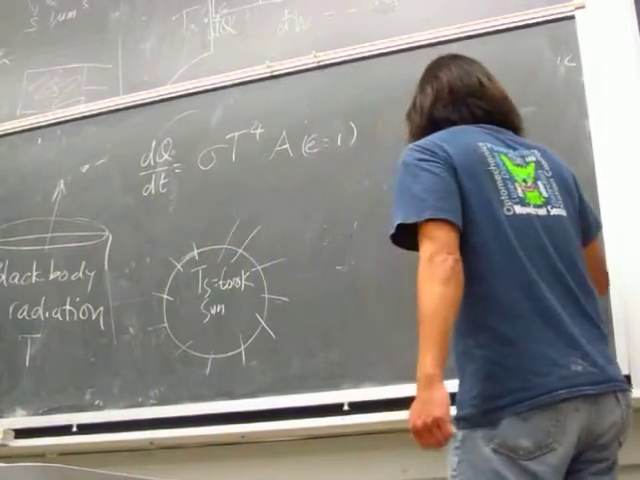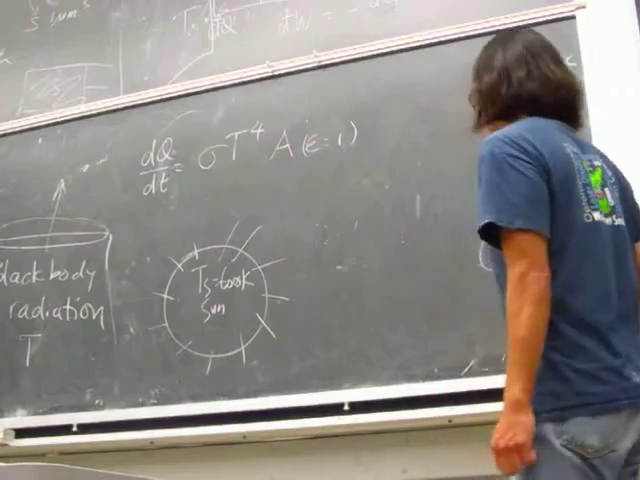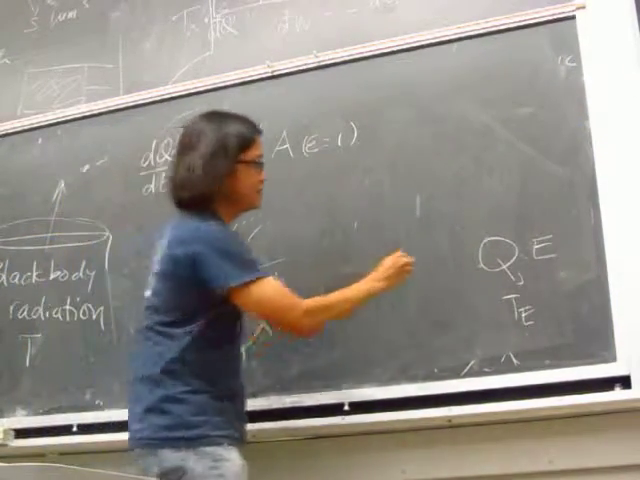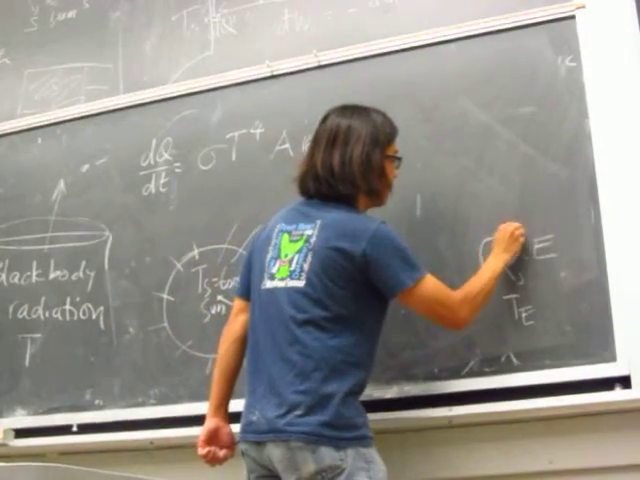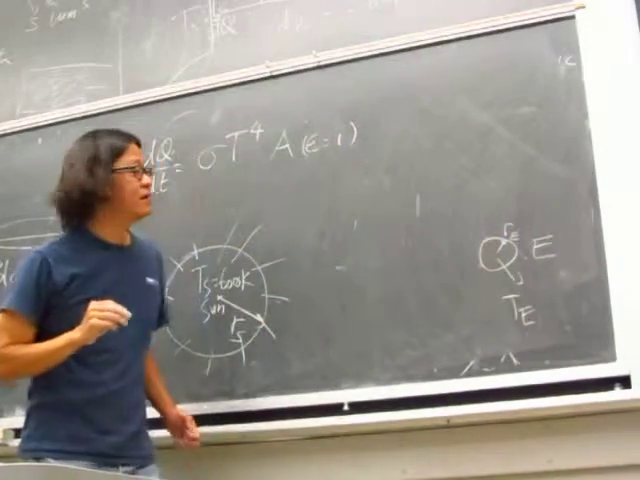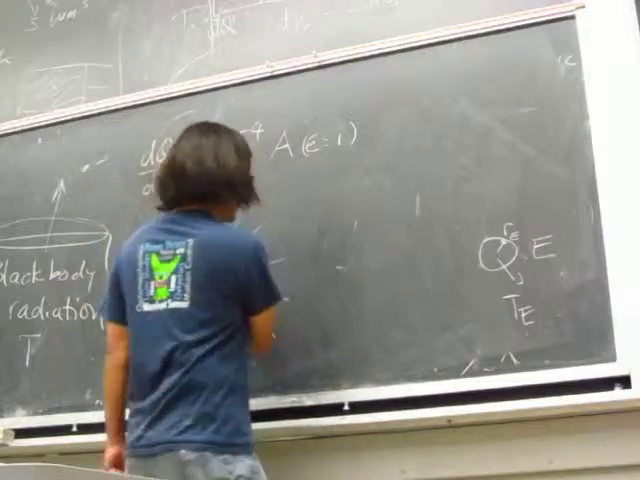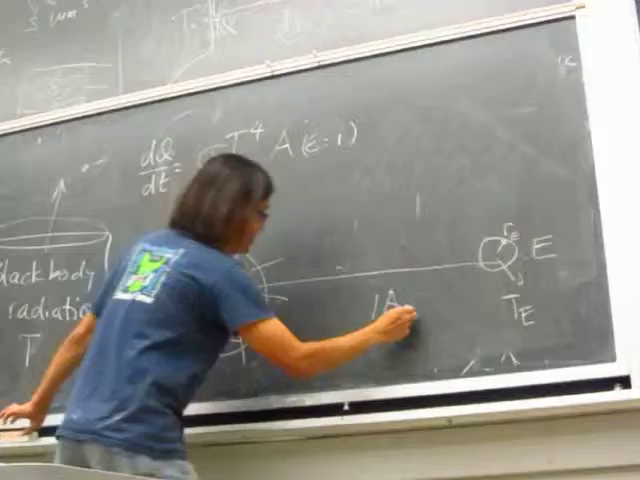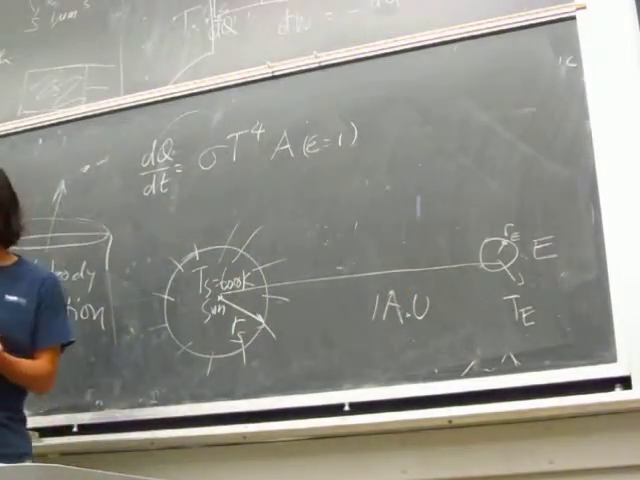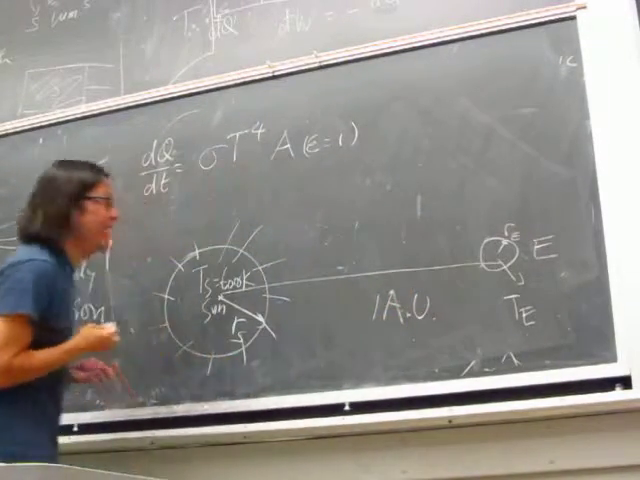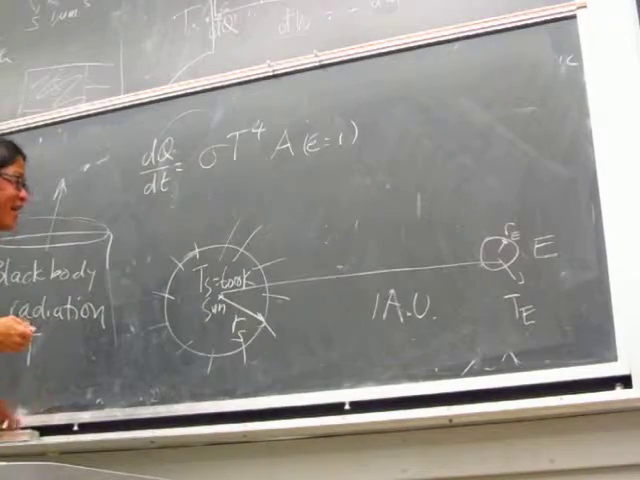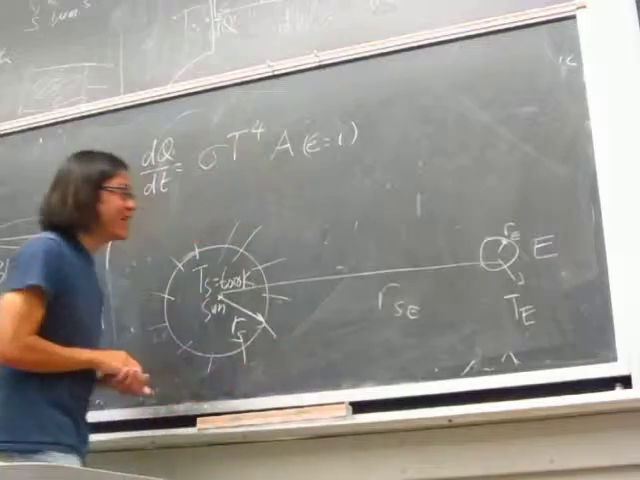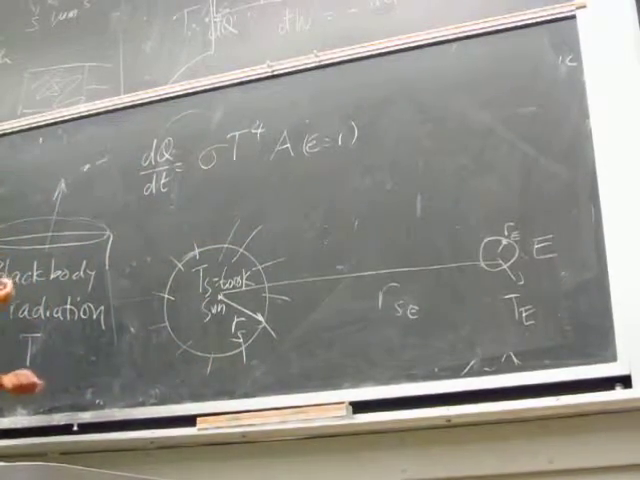The Earth has some temperature TE. This is the radius of the Sun, and this is the radius of the Earth. And the distance between them, let's call it RSE.